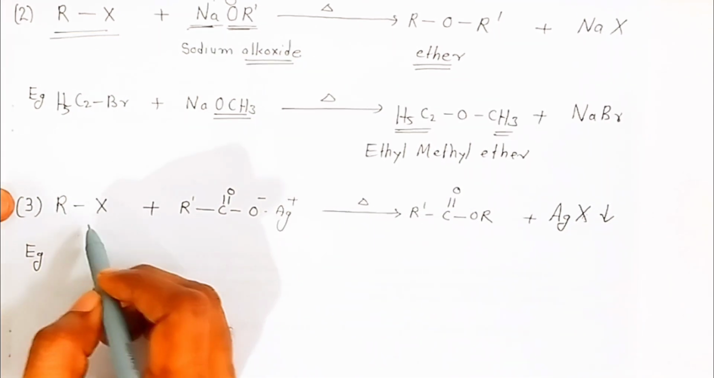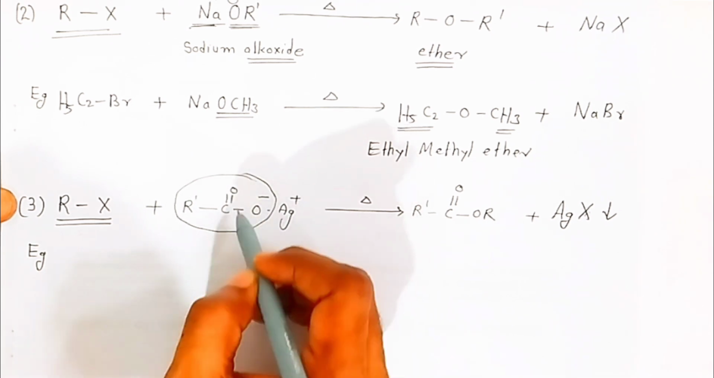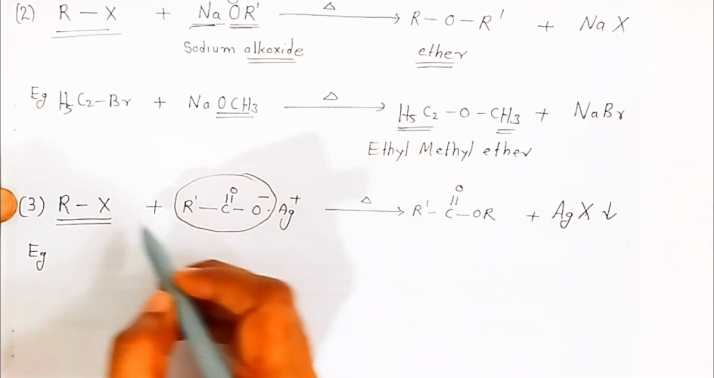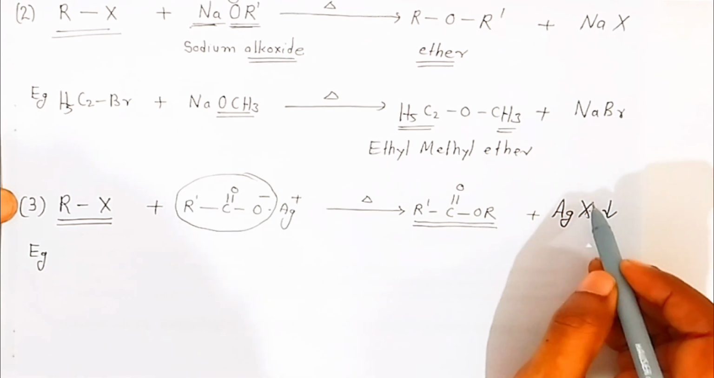Now, students, the third reaction. Here the alkyl halide reacts with silver acetate. This is the acetate, students, which is negative. This will be the nucleophile here. This nucleophile will replace the halide and form an ester. There is a formation of what? Ester, and silver halide will be deposited.